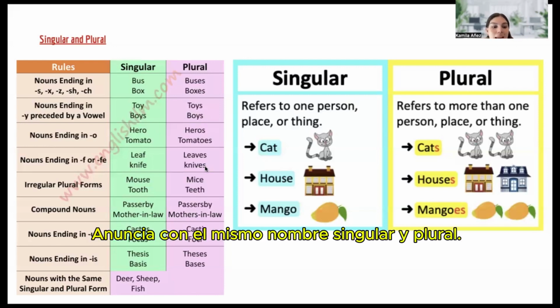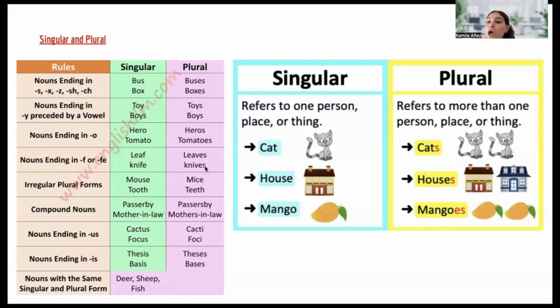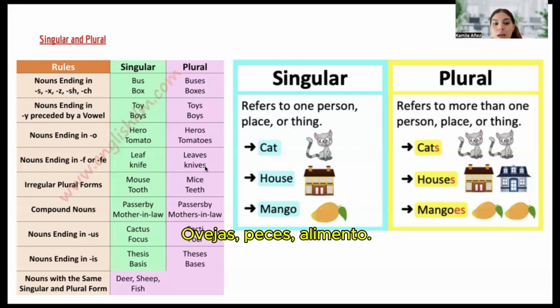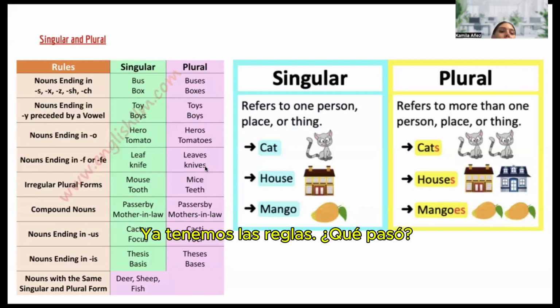All right? And nouns with the same singular and plural form, we do not add an S. All right? It's deer. If we want to say it in plural, it's still deer, not deers. Sheep, not sheeps. Fish, not fishes. All right? So we already got the rules.